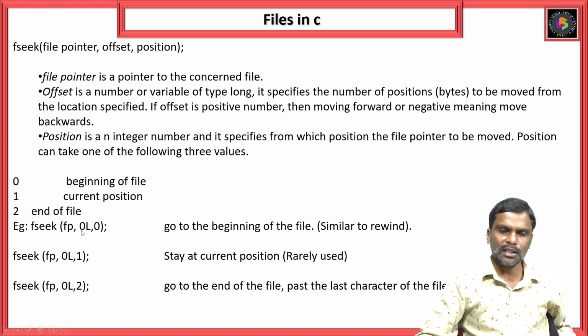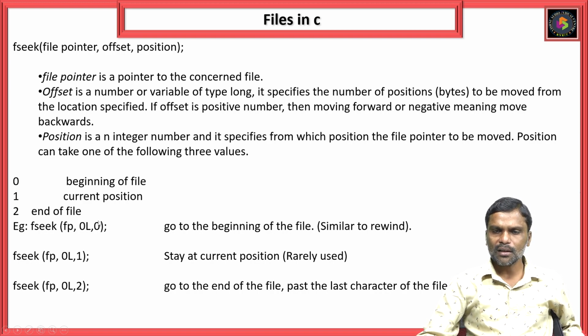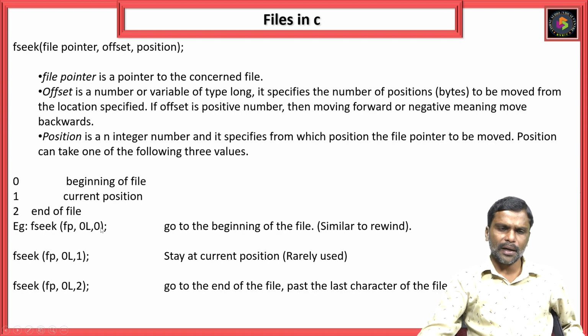fseek(fp, 0L, 0). That means the first 0 is the location, and this last 0 is nothing but the position from where it has to bring. If we want to find the beginning of the file, we can take 0 here. The 0 indicates that the file can be printed from the beginning, going to the beginning of the file, and from the first position onwards we have to find.